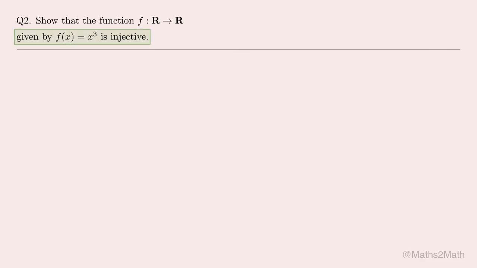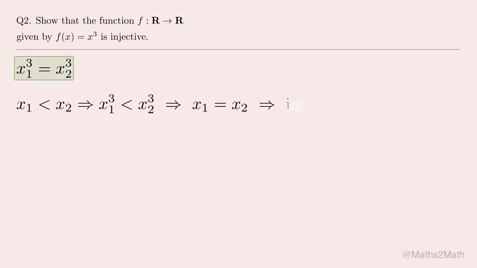Question 2, a quick one. The cube function on the reals. We must show it is injective. Suppose f of x1 equals f of x2, that is, x1 cubed equals x2 cubed. Cubing is strictly increasing. If x1 were less than x2, then x1 cubed would be strictly less than x2 cubed, contradicting equality. The same in reverse, so x1 must equal x2, f is injective.